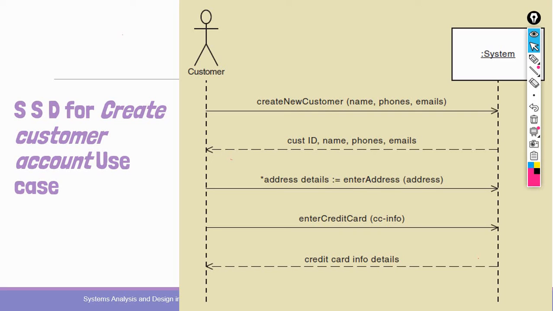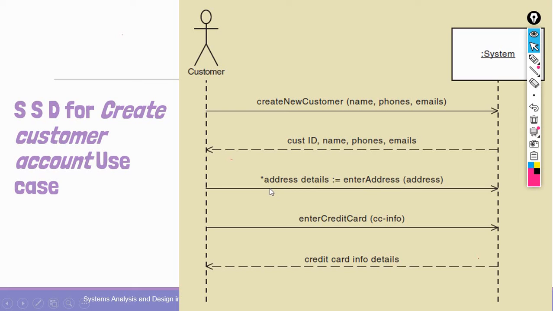With the first message just mentioned, the create new customer, the parameters should include basic information about the customer, such as name, phones, and email address. Note that when the system creates the customer, it assigns a new customer ID and returns it with the customer information. Here, the customer ID, the name, phones, and emails. So this is the return value.